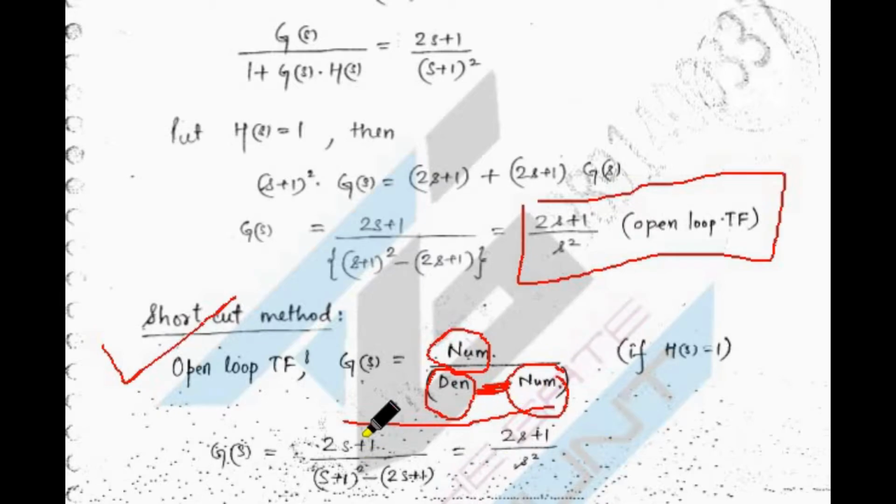I have applied this short trick. If you want to try, you can pause this video and try that also. It is going to come like this only, 2s plus 1 divided by s square. Now we'll move towards the next example. It is somewhat interesting.